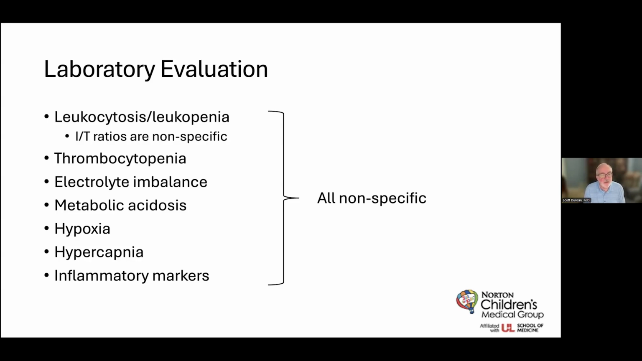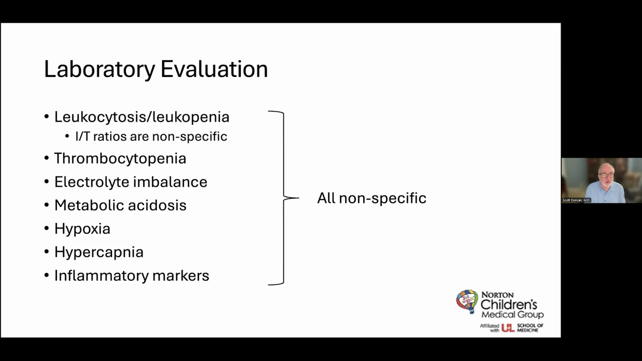I to T ratios are about as specific as inflammatory markers. I am not a huge fan of inflammatory markers. Our neonates live in an inflammatory state. So I don't find CRPs and procalcitonins to be that much help overall. And I think they're often misused because if they're elevated, people want to treat. And in fact, the approach to those is that it's reassuring if they're normal. So I have a tendency to avoid those.